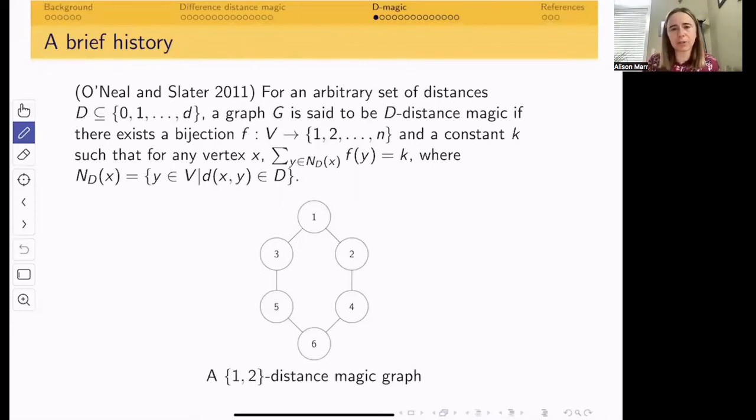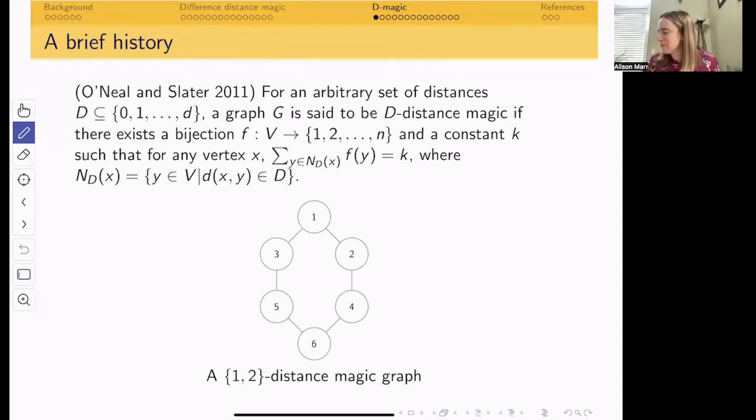So D is any number from 0 up to D, D being the largest distance in the graph that you have in front of you. And it's going to be D distance magic if you add all the things that are D distance away and get the same value at every vertex. Instead of one distance away, which is what we just did, where we were just looking at the one neighbors, you can generalize this and ask what's D away, and make D be a set of whatever your favorite distances are.